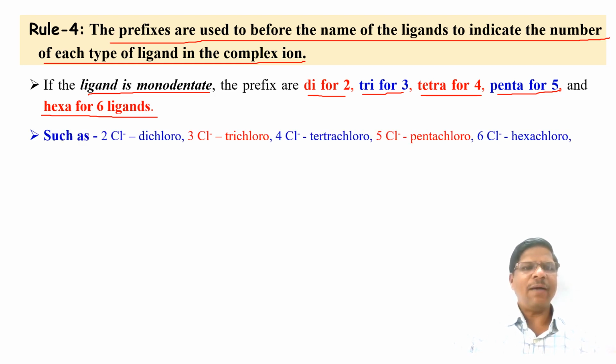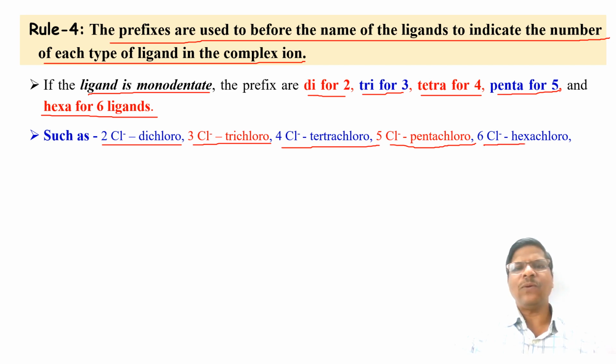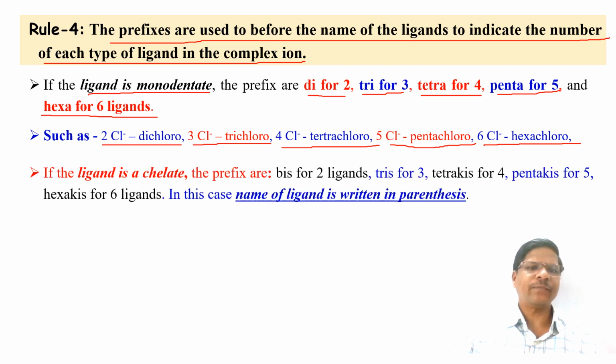So we have an example. Suppose there are 2 chloride ions, so we will write down dichloro. 3 chloride ions, we will write down trichloro. 4 chloride ions, tetrachloro. 5 chloride ions, pentachloro. 6 chloride ions, we will write down hexachloro. So the prefix and the name of the ligand are used in the IUPAC name like this.